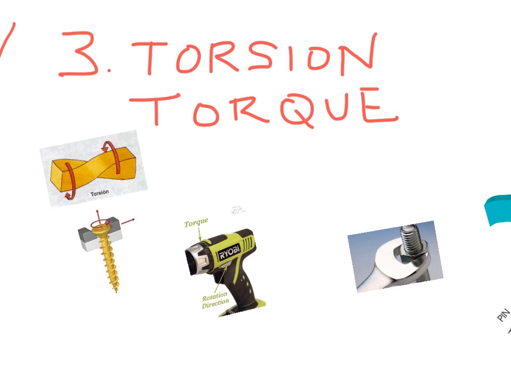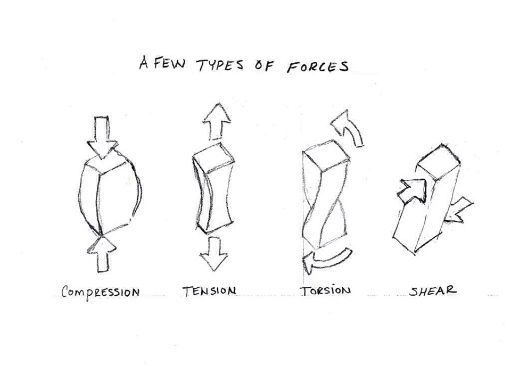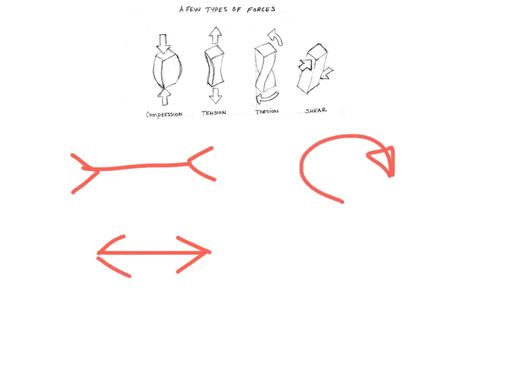Torque or torsion can be shown by this symbol, and tension can be shown by this symbol. So just to summarise, we've got 4 forces: compression, tension, torsion and shear. Compression shown by the symbol as so, tension shown by the symbol as so, torsion shown like so, and shear shown like so.